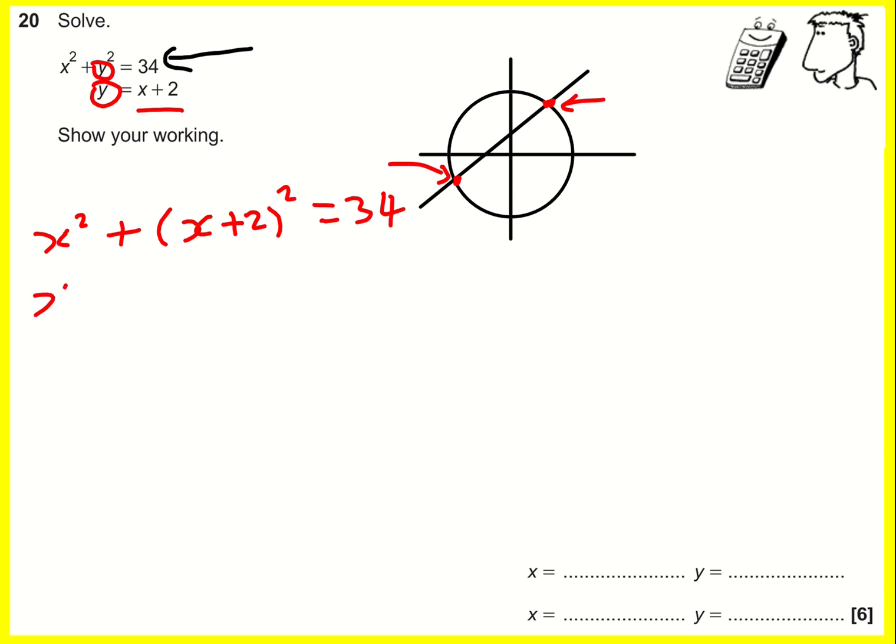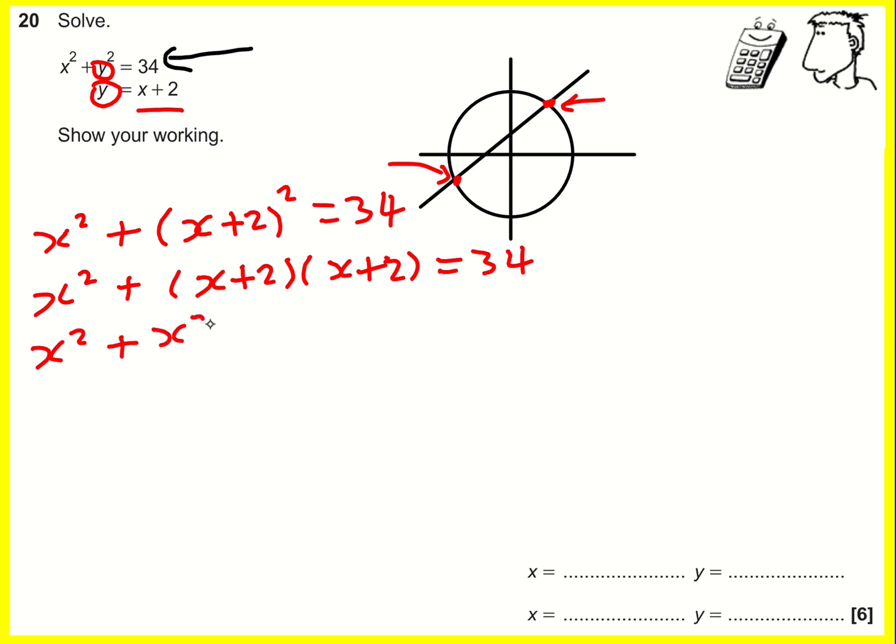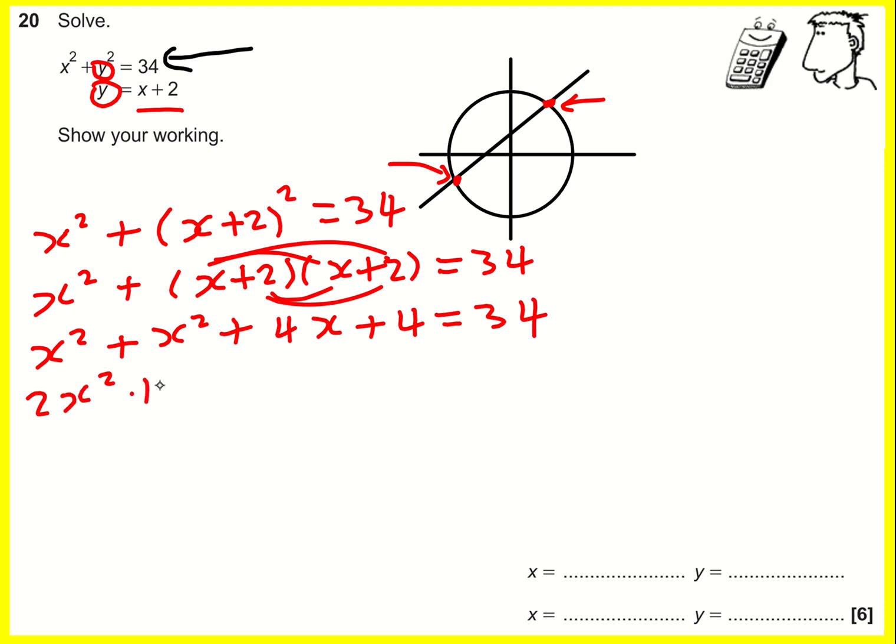Okay, so now we need to expand the brackets. So this is actually a double bracket, (x plus 2) times (x plus 2). So I'll write that down in full. Then I'm going to expand it: x squared plus x squared plus, I'm going to get a 4x coming out, and I'm going to get a plus 4. That's going to give me 2x squared plus 4x. I'm then going to minus the 34, minus 30, equals 0. And we've got ourselves a quadratic set equal to 0.